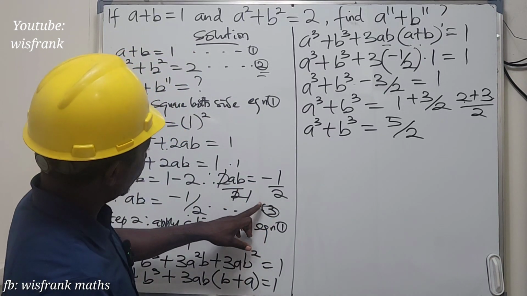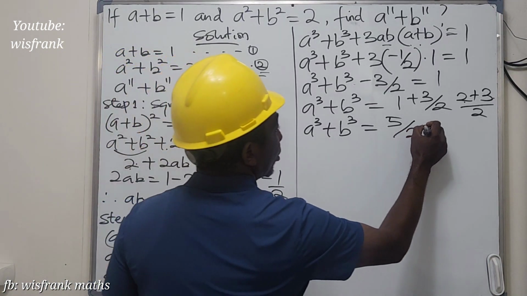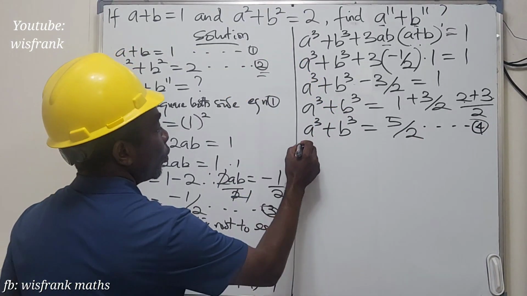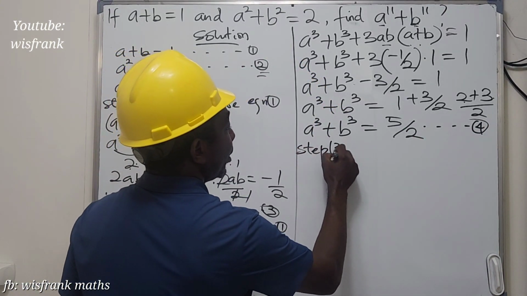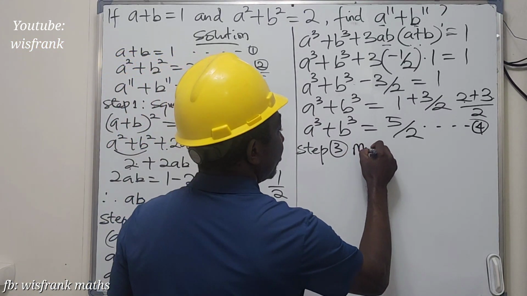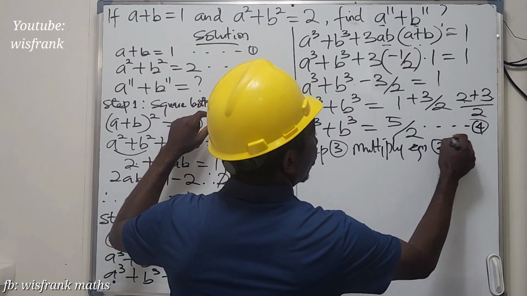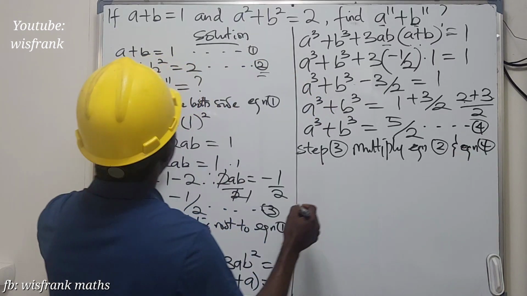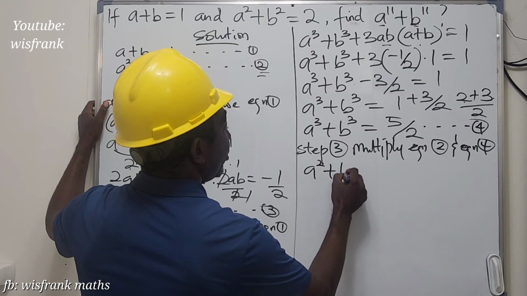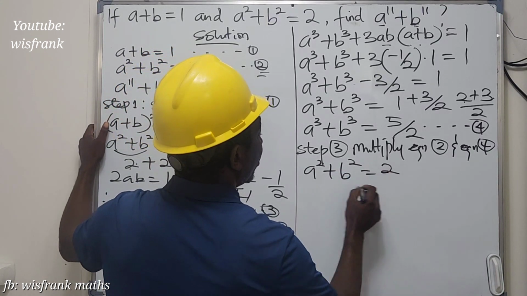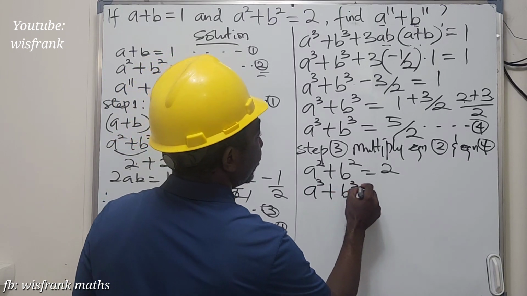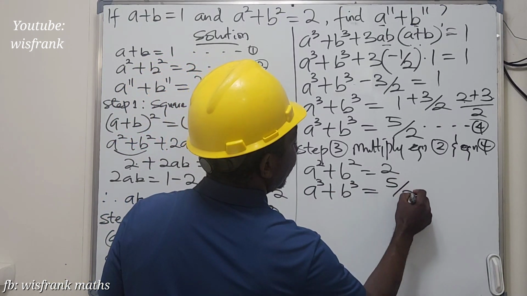We ended the last one with equation 3, so this becomes equation 4. So from here, step 3 will be: we are going to multiply equation 2 and equation 4. Our equation 2 is a to the power of 2 plus b to the power of 2 equals 2. Then we multiply by a to the power of 3 plus b to the power of 3 equals 5 all over 2.